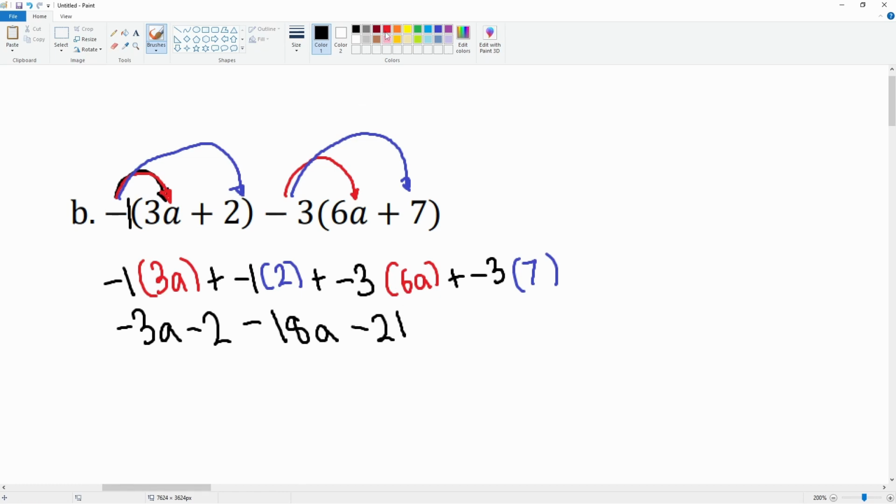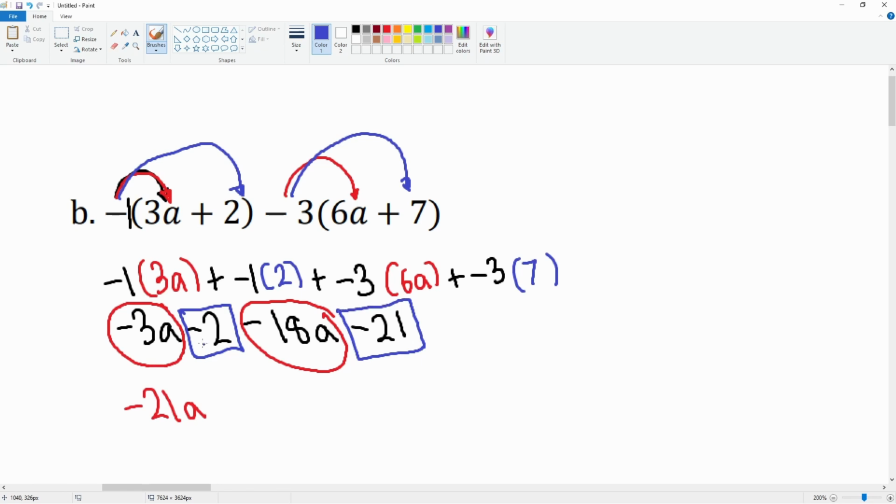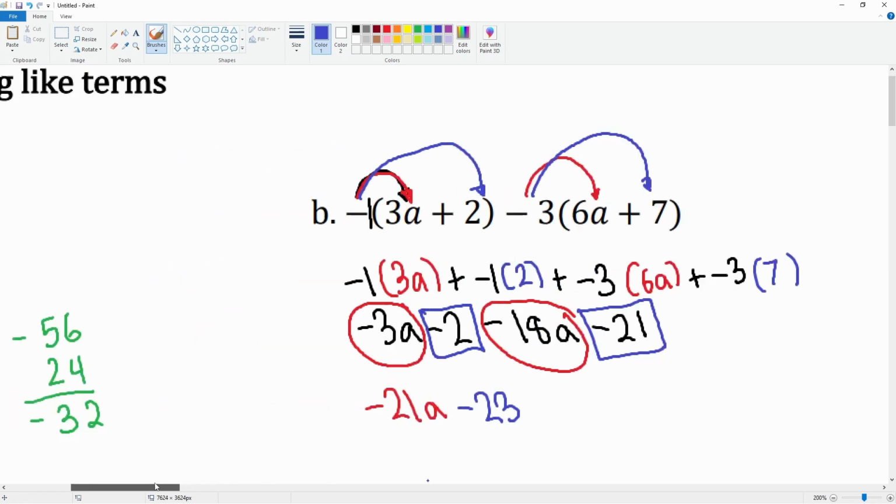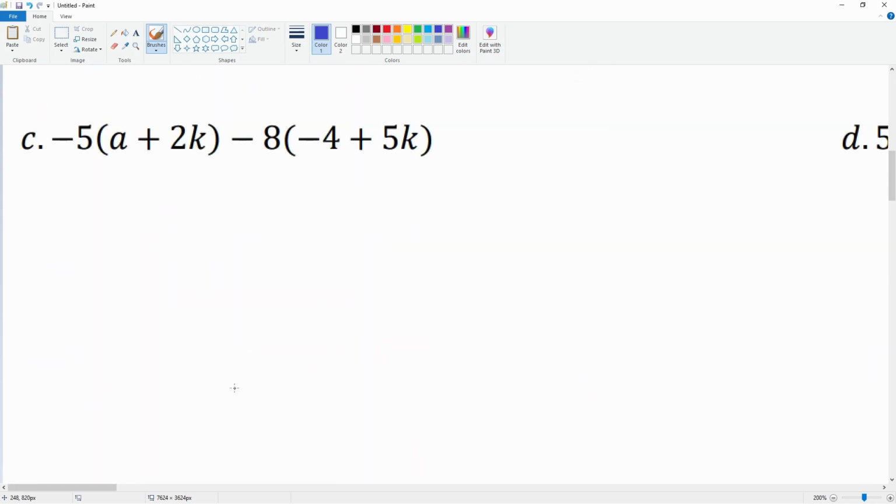There's some like terms that we can combine. We have the -3a and the -18a. That becomes 18, 19, 20, 21. This becomes -21a. Then you have your -2 here and your -21 here. So -2 and -21 becomes -23. All right. Let's take a look here at C.